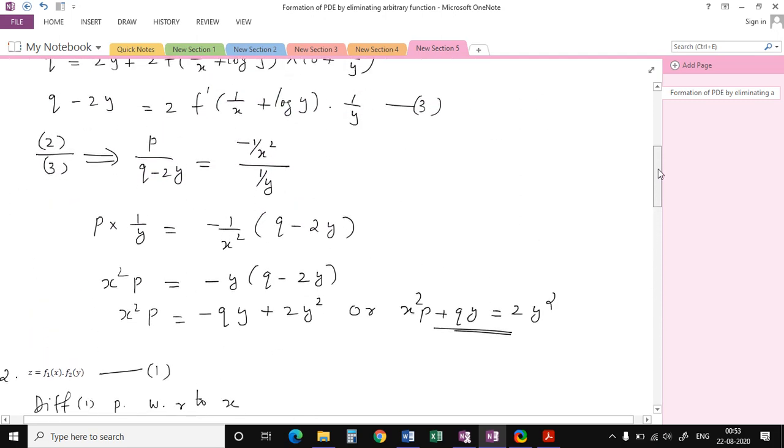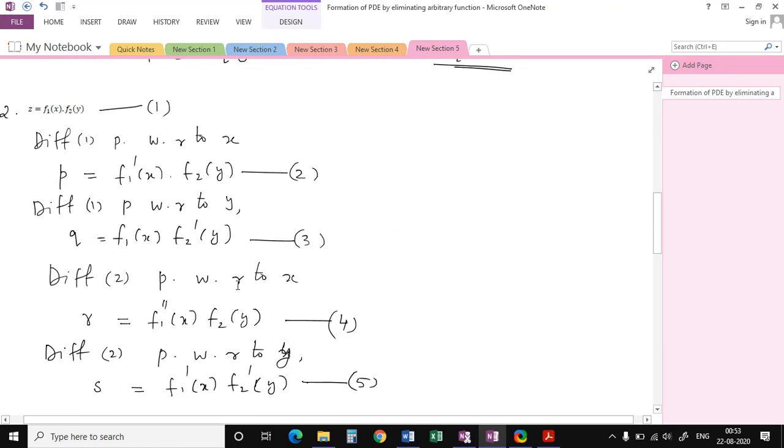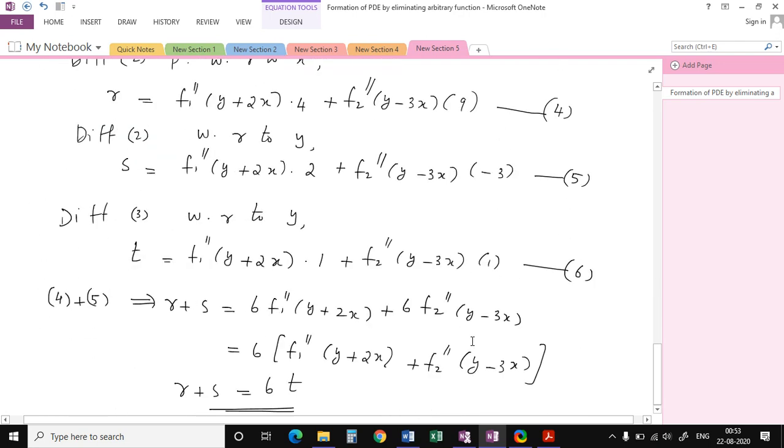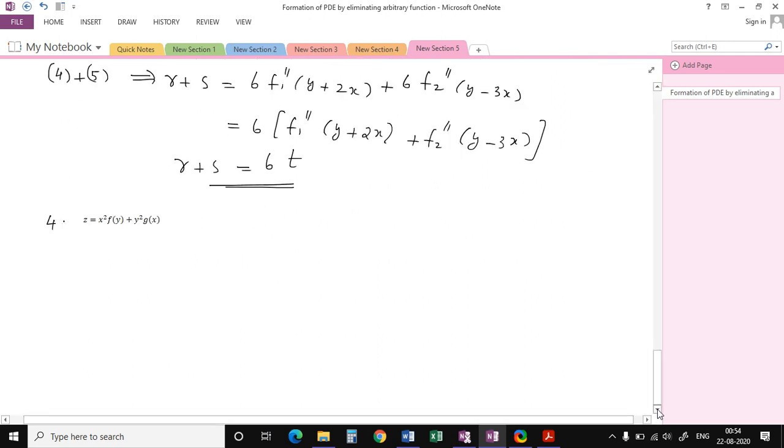So now we will go to the next question, that is we have to find out the partial differential equation for this problem. So this is the fourth question now. So here also we can see that there are two arbitrary functions, so therefore the resultant partial differential equation will be of second order. So I will take it as equation number 1.